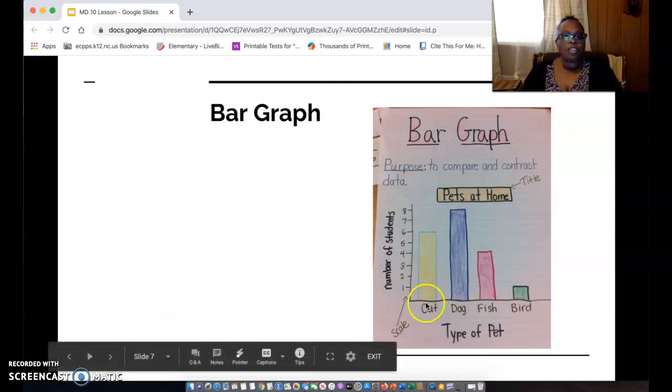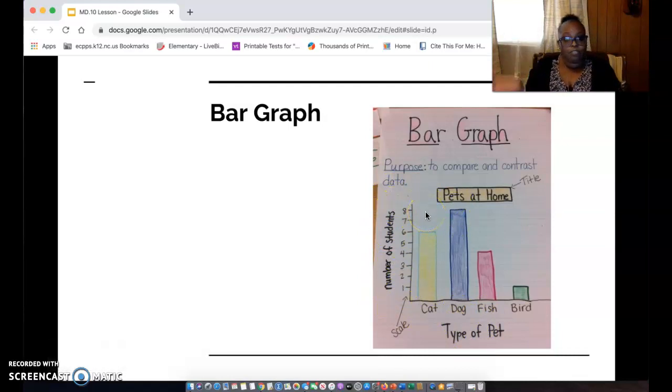So as you see here, we have cat, dog, fish, bird, and then we have the types of pets, which is also a title, and we have the number of students. And this scale is from 1 to 8. So 8 being the max where it leveled out of number of students. Or the scale could have gone longer. It depends on what you're trying to show in your data of your graph.